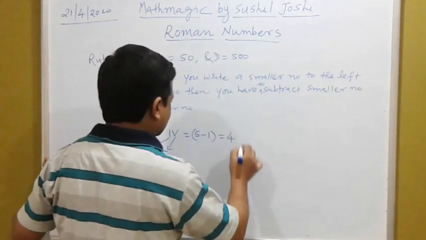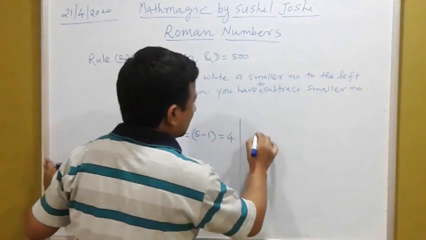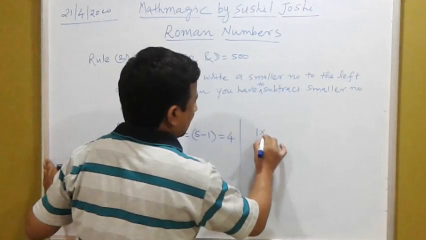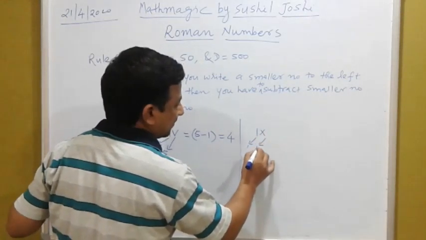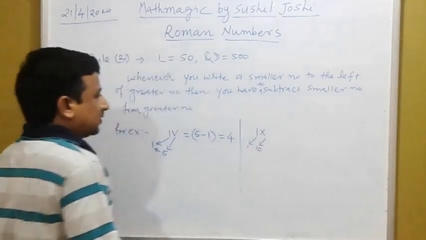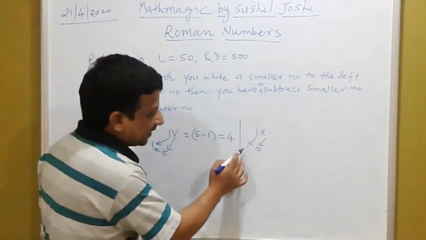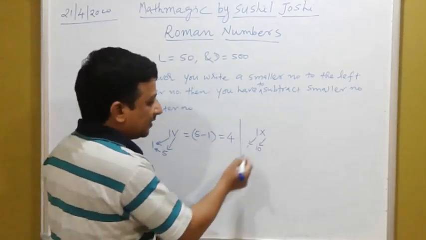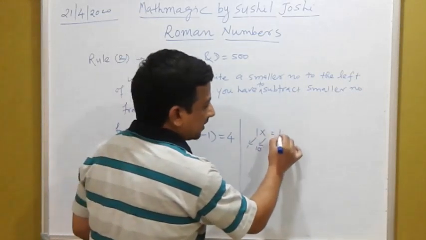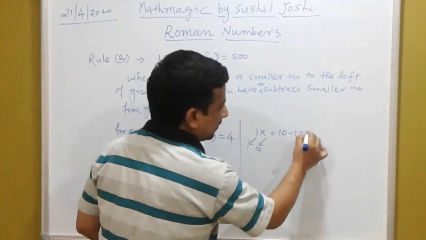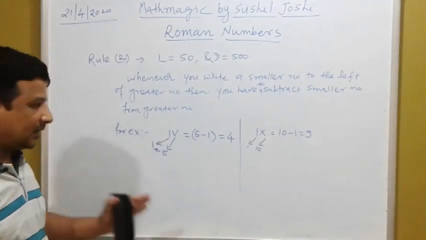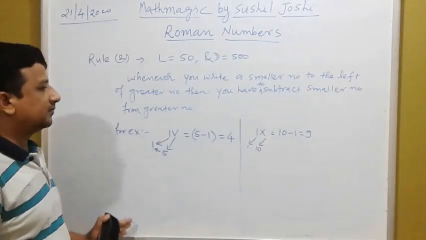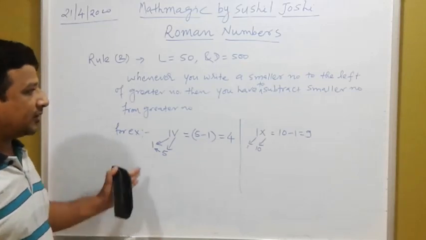So look here. Again, suppose I write here I representing 1, X representing 10. Remember that. So what does it mean? A smaller number when written to the left of the greater number, you have to subtract it from the greater number. 10 minus 1, we get 9 here. So in this way you have to write it. I hope all of you understand.